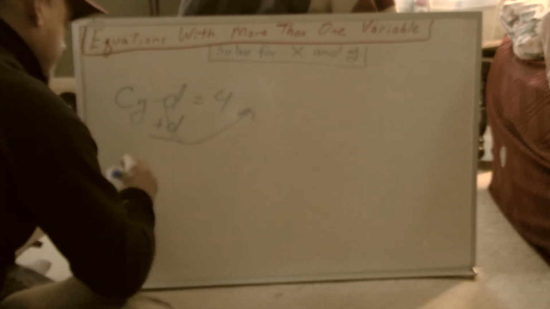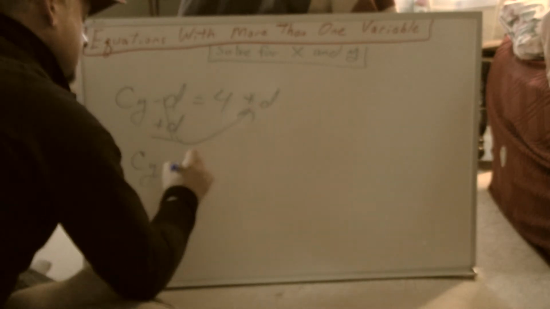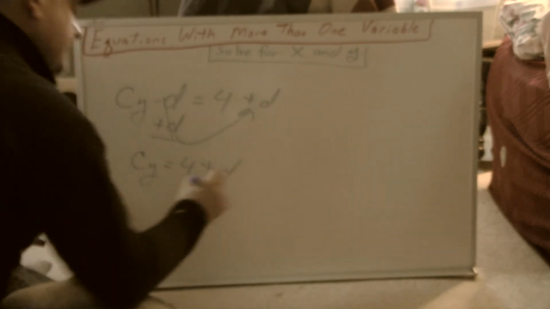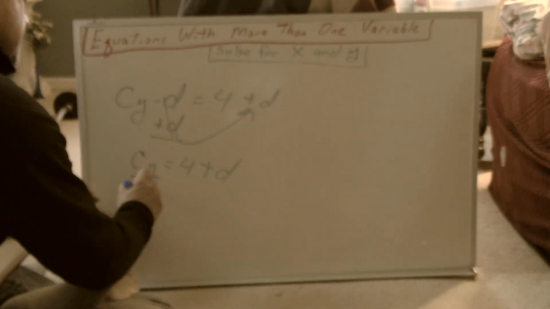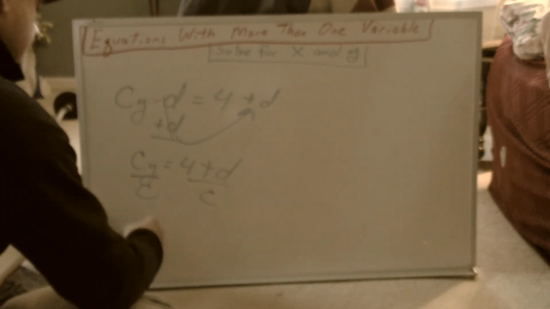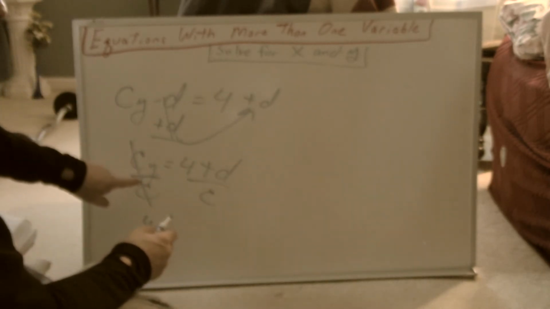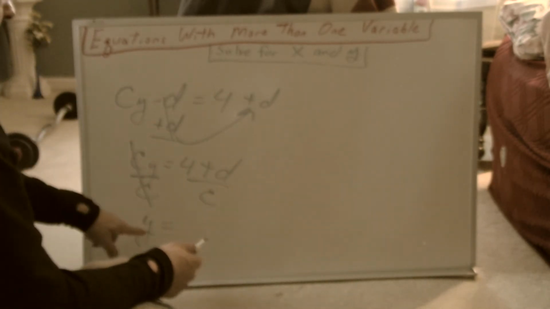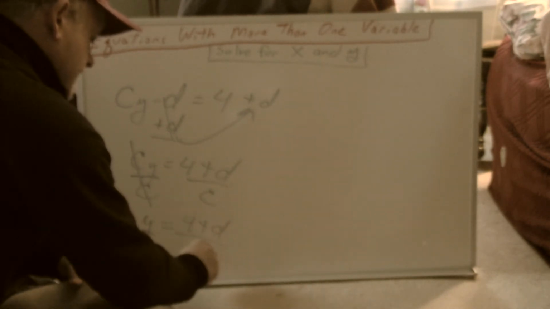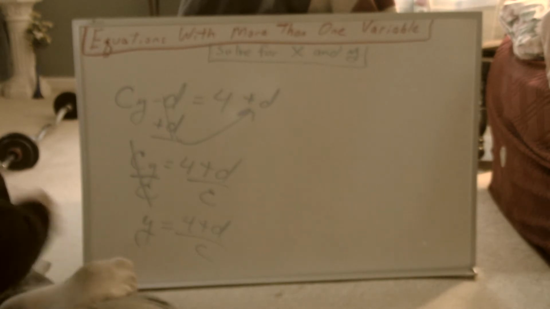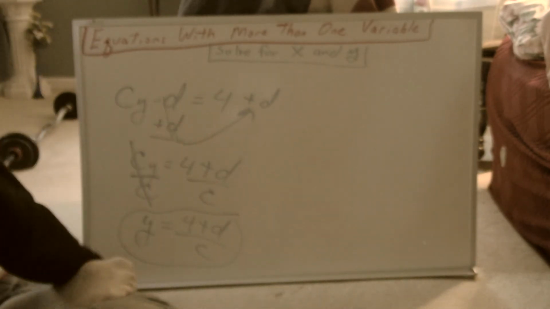Bring him over here. cy equals, let me put him there so you can see it, 4 plus d. Now I'm not done. I want to get rid of the y. So I have to divide by c. Because it's multiplication, I do division, you should know that by now. And then it's y equals 4 plus d divided by c. Okay, that's your answer. And most teachers will want you to circle the answer.